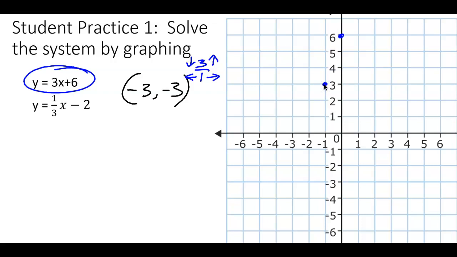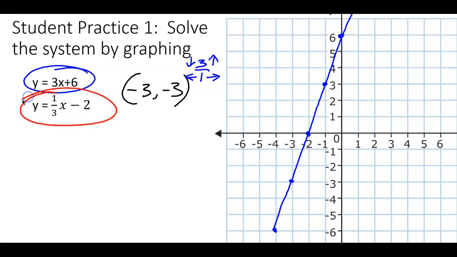All right, but remember, I said a bunch of points. Don't just do 2. Get a bunch. So down 3 over 1, down 3 over 1, and so on. Because the more points you have, the more straight your line will be, the more accurate your outcome will be.